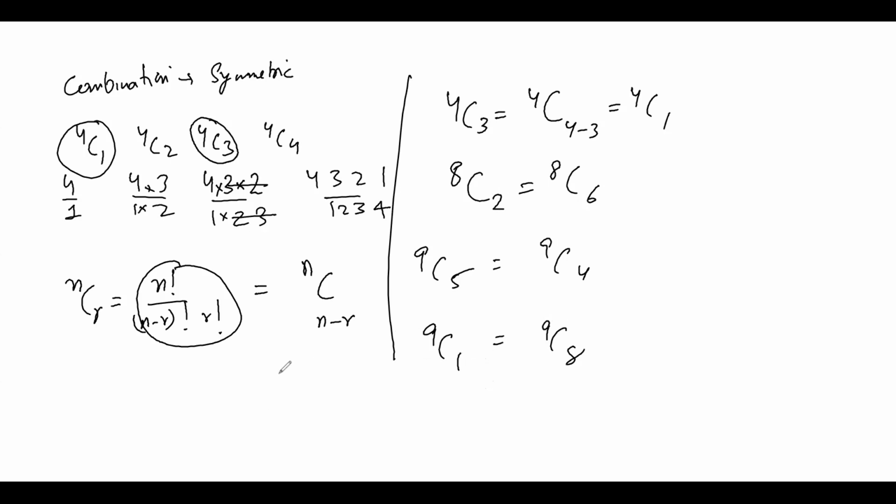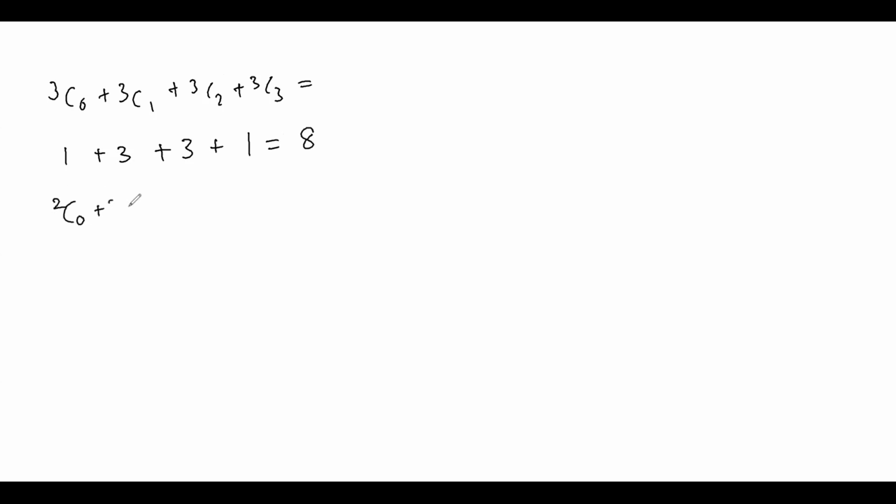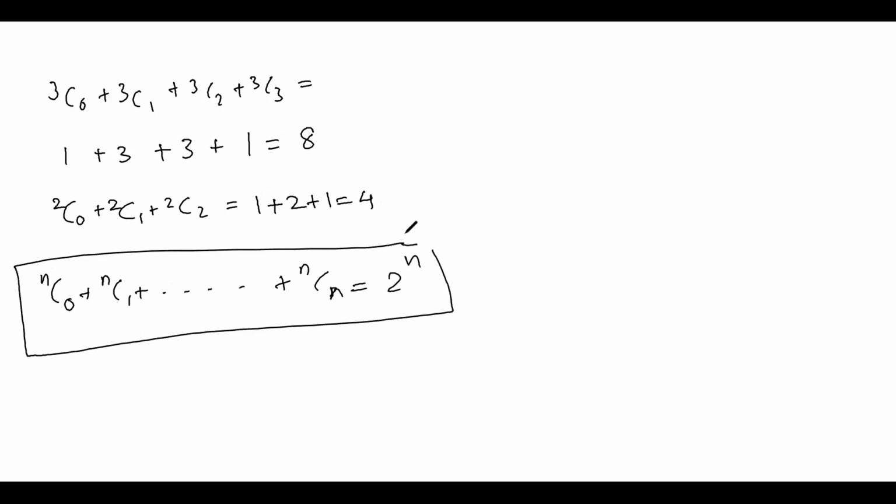Yes. Okay. One more thing that might be helpful in your calculations: let's try to see what 3C0 plus 3C1 plus 3C2 plus 3C3 is. This is just 1. This is 3. 3C2 is going to be equal to this. This is 3. So this is going to be 1. What does that turn out to be? 8. So if you do 2C0 plus 2C1 plus 2C2, what does that turn out to be? That is 1 plus 2 plus 1, which is 4. So the pattern I'm trying to establish is that nC0 plus nC1 all the way till nCn is actually equal to 2 to the power n. Is that fine, guys? Yes. Okay.